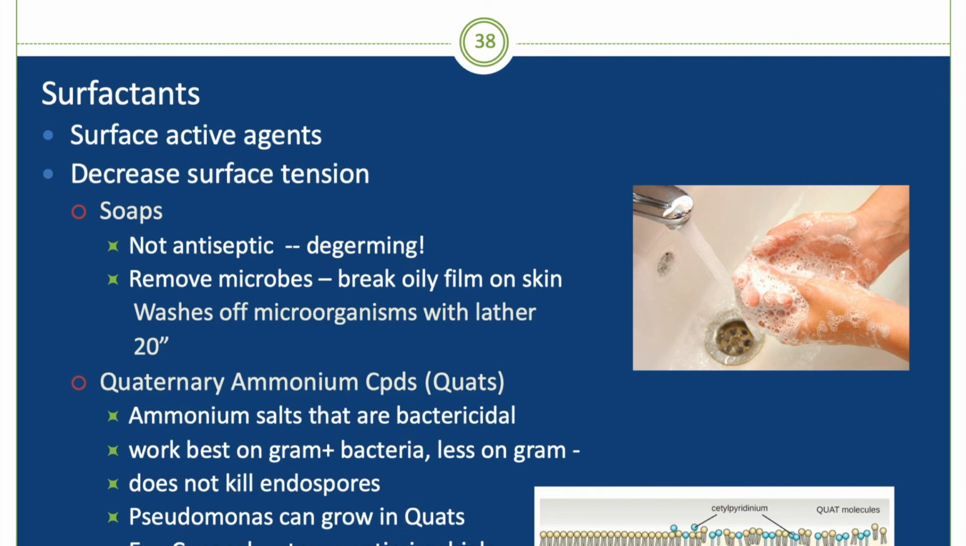Then we have the quaternary ammonium compounds, which we call quats. So these are ammonium salts. They are bactericidal, and gram-positive bacteria are more susceptible than gram-negative, but they do not destroy endospores. And we've had instances where Pseudomonas is able to grow even in these surfactants like quats, with extremely no effects on them. And it's mainly because of the porins. You remember the porins that I mentioned earlier.